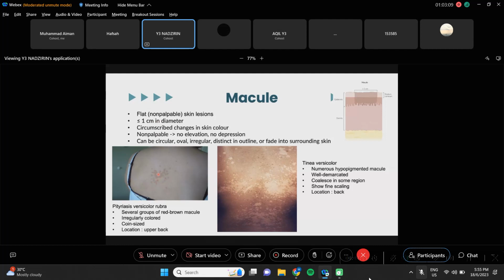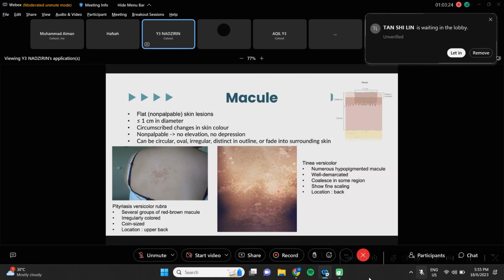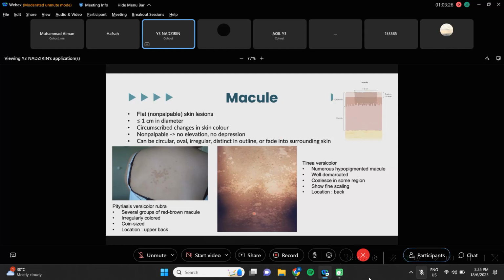The macule of the pityriasis versicolor rubra, we can see there are several groups of red brown macules, and they coalesce at the back of the patient. Then we can see in the tinea versicolor, there are numerous hypopigmented macules on the back of the patient also.